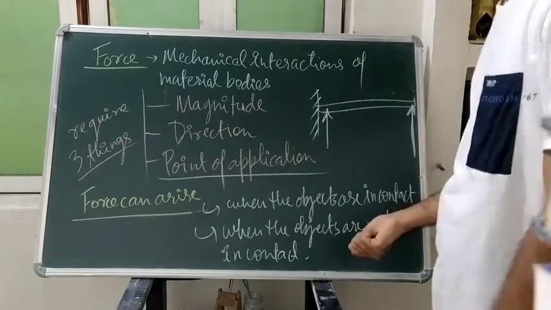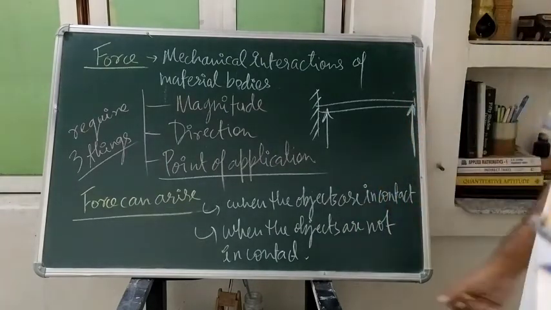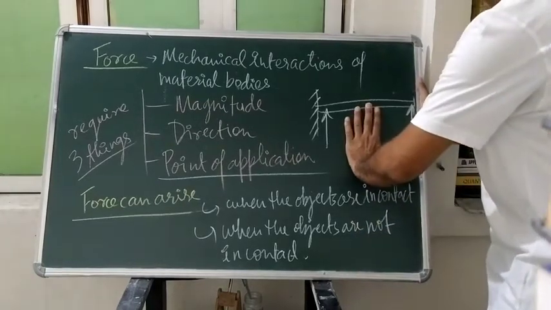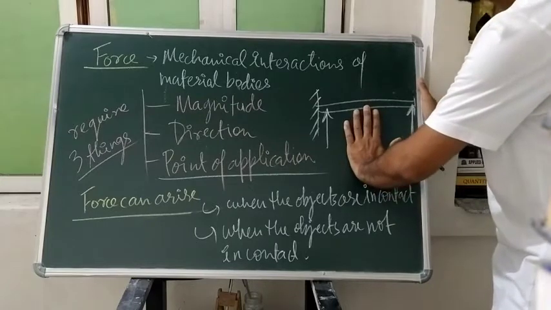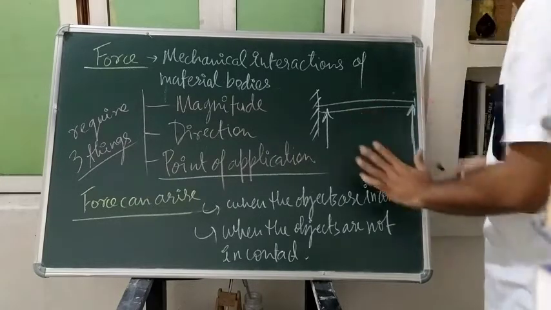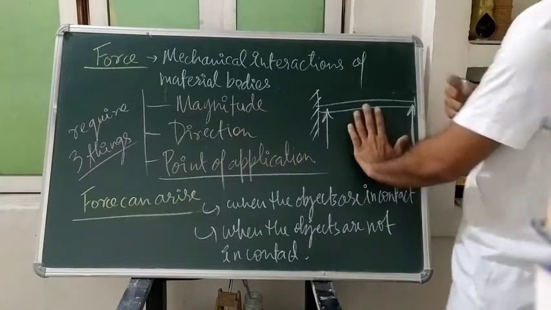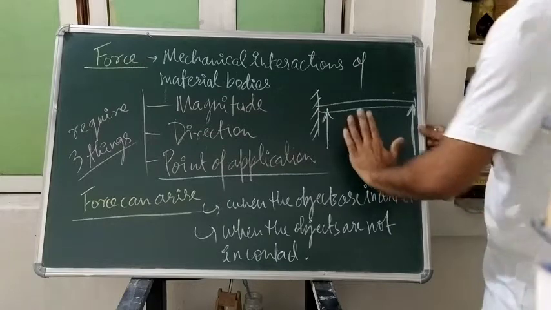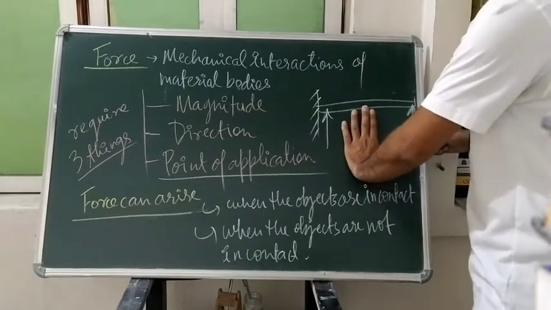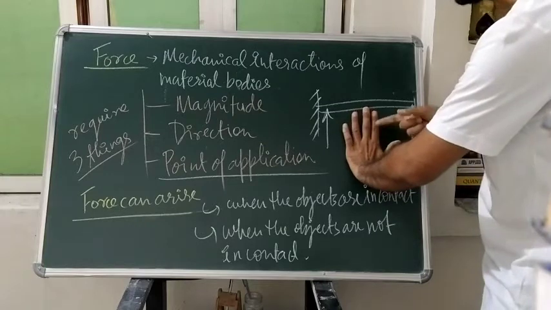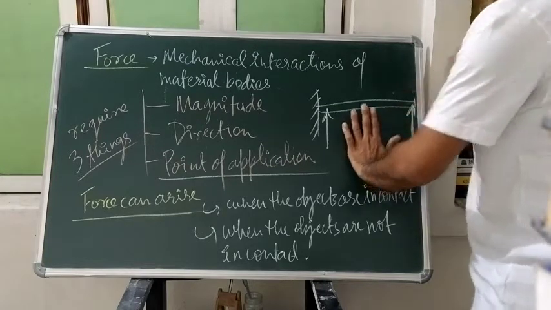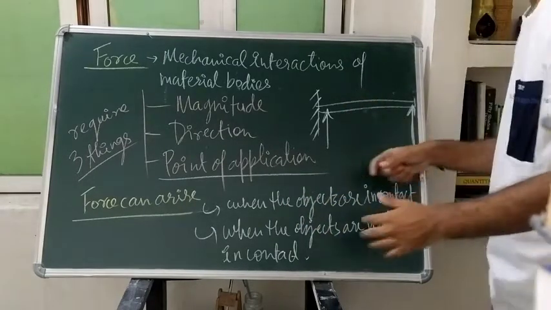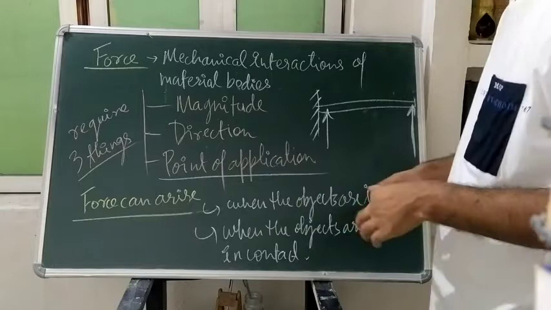That force can arise when the objects are in contact. Suppose I am applying a force on that board. So I will feel that the board is applying some force on my palm, and at the same time my palm is also applying a force on that board. So here the interaction of the palm and board is taking place, so when the objects are in contact, that force can arise.